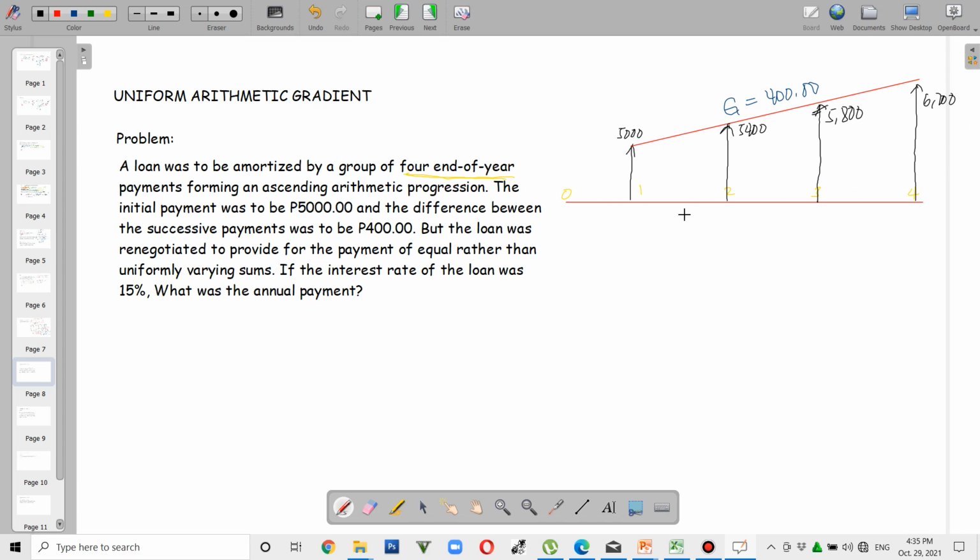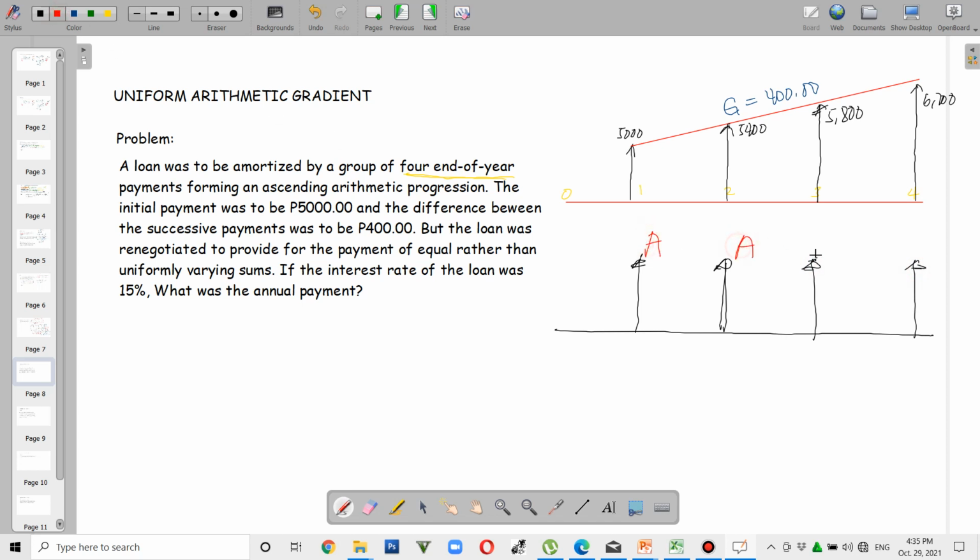So, the question here is, what is the equivalent? Instead of paying this increasing amount, it was renegotiated so that it shall amount to an equal payment instead of this one. So, basically, what is the equivalent annuity? They should all be the same. So, just uniform, to avoid confusion. So, that was the condition of the problem.